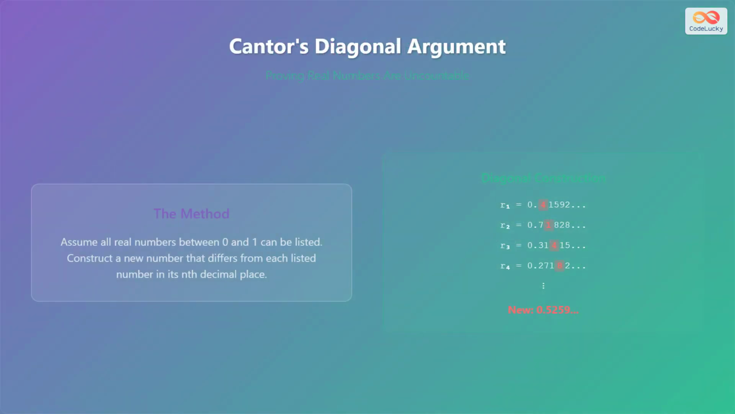Now let's look at Cantor's diagonal argument. This is a method used to prove that real numbers are uncountable. The argument goes like this. Assume that all real numbers between 0 and 1 can be listed. Construct a new number that differs from each listed number in its nth decimal place. For instance, if we have a list of real numbers R1, R2, R3, R4, and so on, we can create a new number by changing the nth digit of each number in the list. This new number will not be in the original list, which means the real numbers are uncountable.